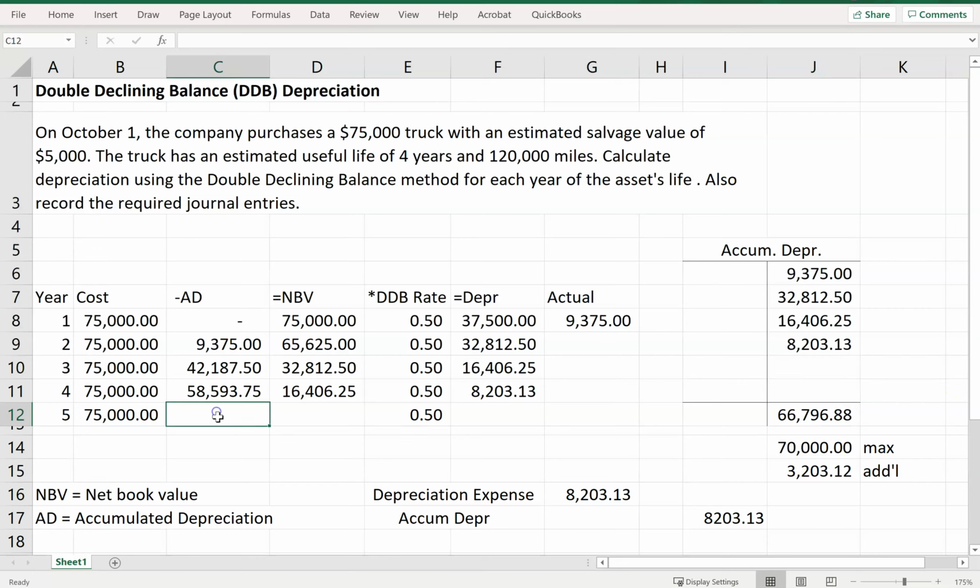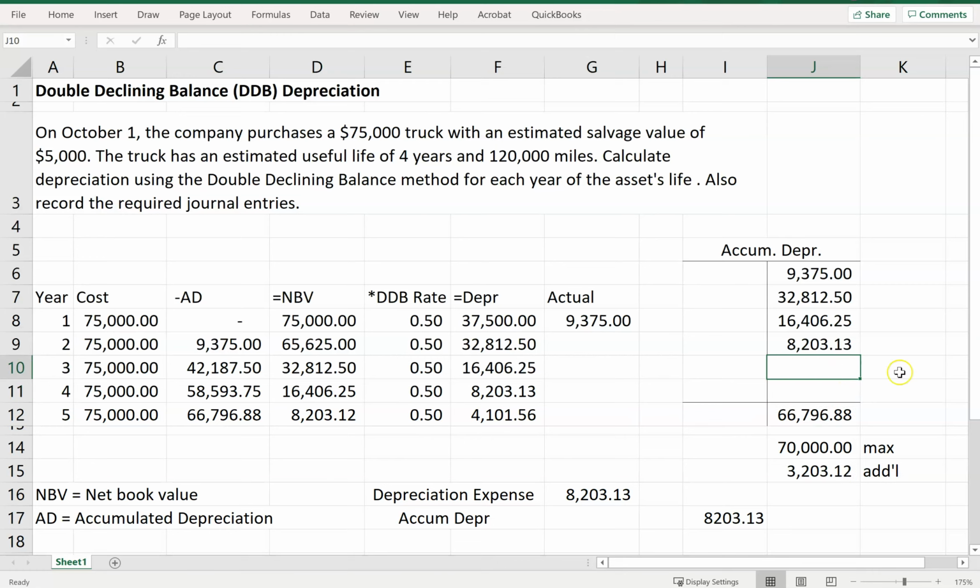Okay, so final year. Things are a little bit strange in the final year of a DDB asset. So now we have 75,000. We're going to subtract our accumulated of 66,796.88. Oh, Excel has gotten smart on us. It's auto-filling, so now it's taking the difference, 8,203.12, which is cost minus accumulated, and it's done this calculation. So 4,101.56 is the net book value times 50%. But you can see that that would be too much. 3,203.12 is the most we can fit into our account. If I just plug in this 4,101.56, you can see we go over 70,000.